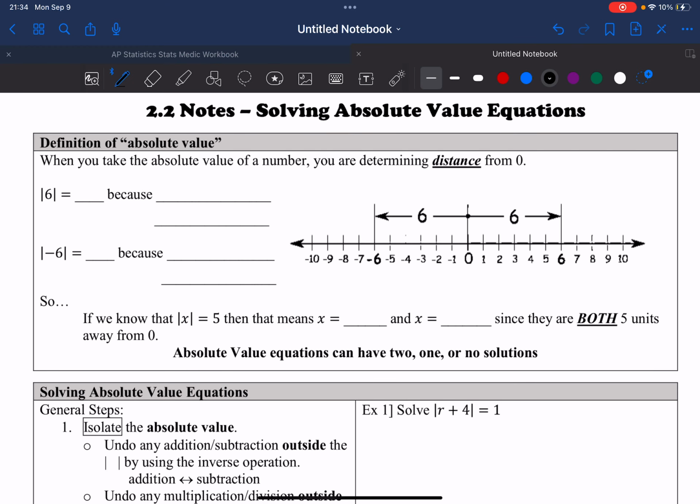Notes for solving absolute value equations. Definition of absolute value. When you take the absolute value of a number, you are determining the distance from 0.